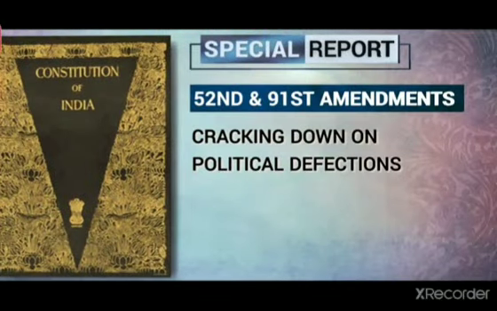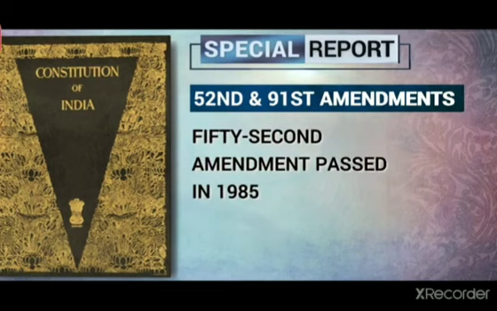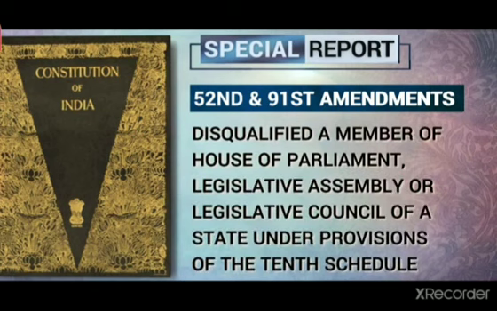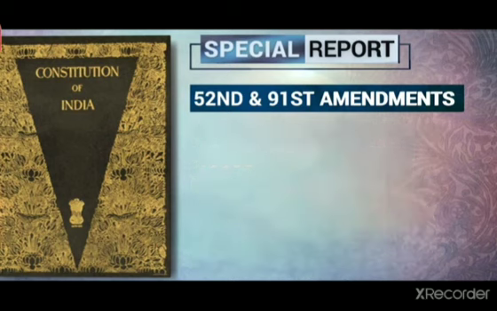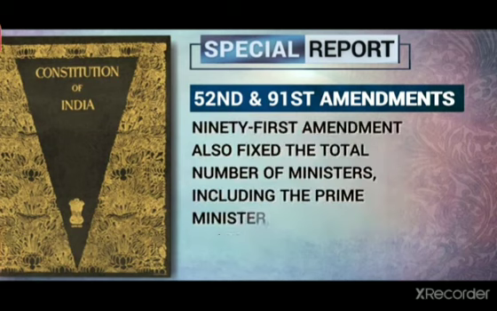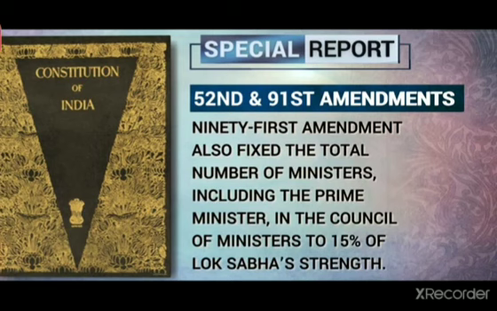Cracking down on political defections, the Rajiv Gandhi government passed the 52nd Amendment in 1985, which disqualified a member of either House of Parliament, Legislative Assembly or Council of the State under provisions of the 10th Schedule. This act was further strengthened by the Atal Bihari Vajpayee government in 2003 with the 91st Amendment, which stated that any disqualified member cannot hold any remunerative political post from his disqualification date to the expiry of his office term or the date on which he is re-elected to a house, whichever is earlier.